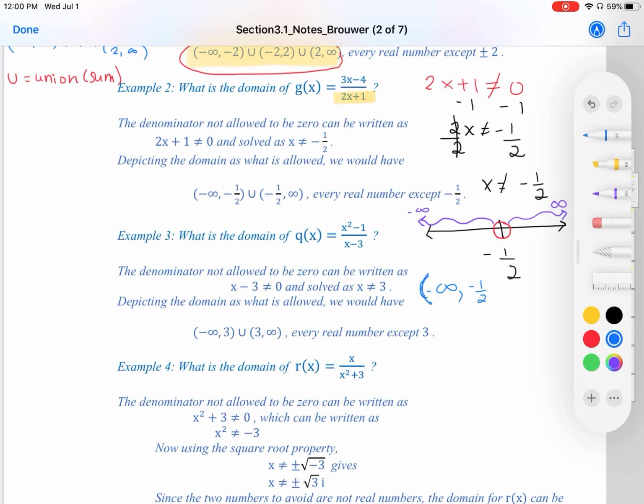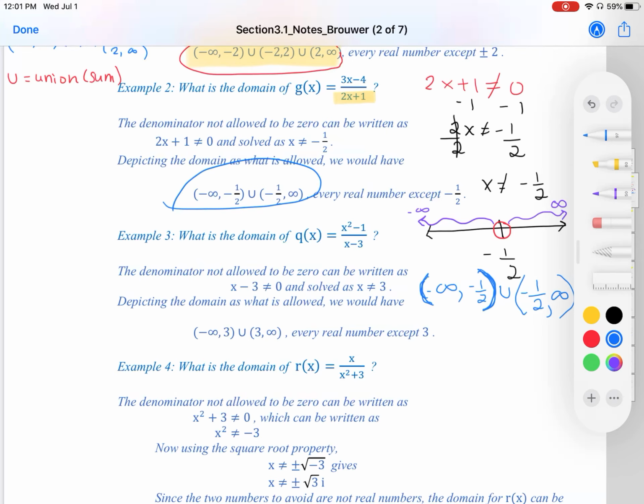Infinities always use a parenthesis. We use a parenthesis for -1/2 because -1/2 is not included. It's just a stopping point. We have a break. We pick up at -1/2, and we go on to positive infinity. And so our answer is here.